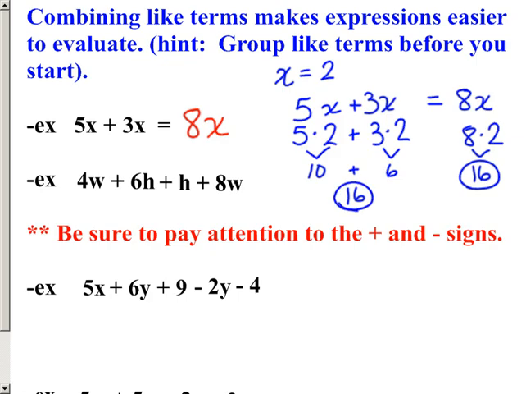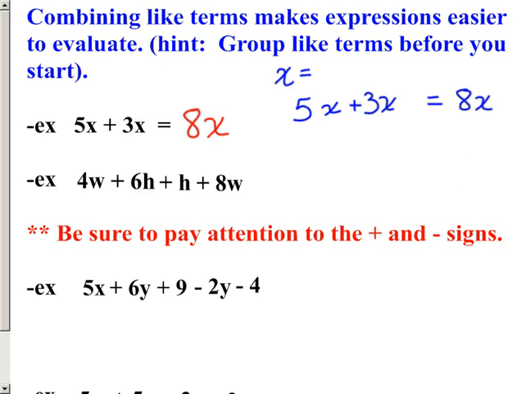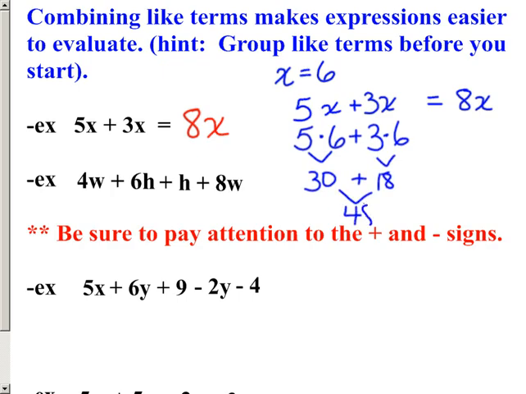So when I combine like terms, I get the same answer as if I hadn't combined like terms, and it doesn't matter what value of x I choose. Let's say I choose 6. So I have 5 times 6 plus 3 times 6. 5 times 6 is 30. 3 times 6 is 18. 30 plus 18 is 48. 8 times 6 is also 48. So either way, I get the same answer.